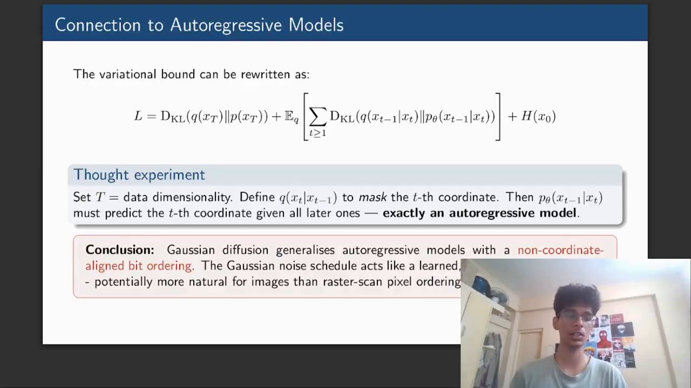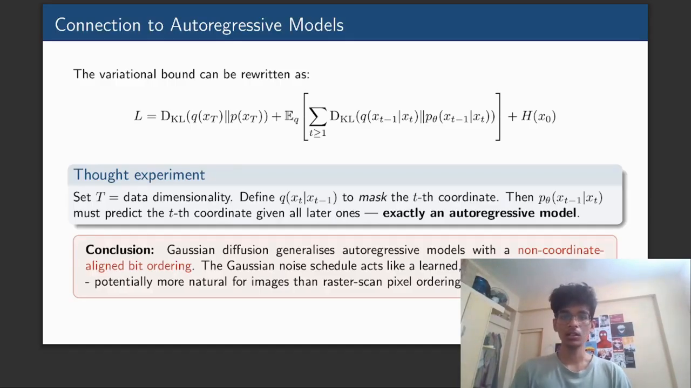Like we know, autoregressive models are the ones where we predict the next pixel based on the previous pixels. So if, for example, an image has 1000 pixels, we can set our total time steps to be 1000, and instead of adding Gaussian noise to the whole image, we just add Gaussian noise to a particular pixel. So because of this definition, now the reverse process will also have to predict the tth pixel given the rest of the image. So this means that autoregressive models are just a generalized form of the diffusion models, are just a subset of the diffusion models.